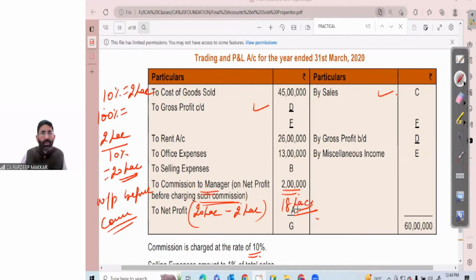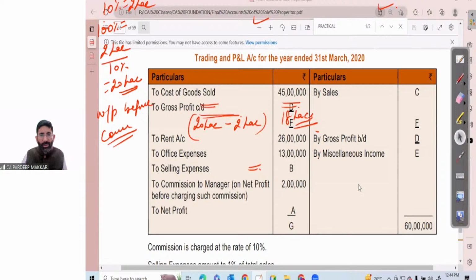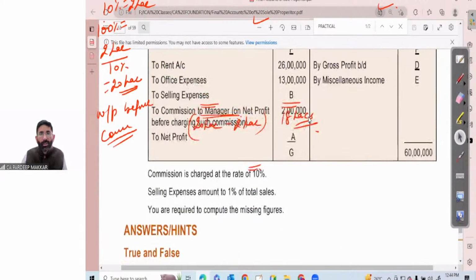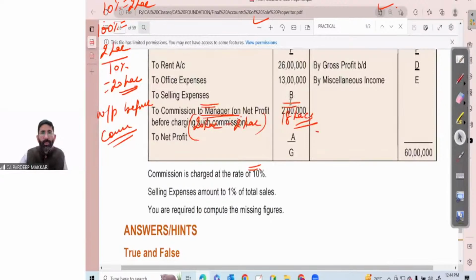If it is 18 lakhs, and 2 lakh, how much will be the selling expense? For that, you have to go to this. Selling expense is also given to you. He has already mentioned 1% of total sale. So selling expense is 1% of total sale. Let's assume that the sale is equal to X. Then this is 1% of X, 0.01 X.